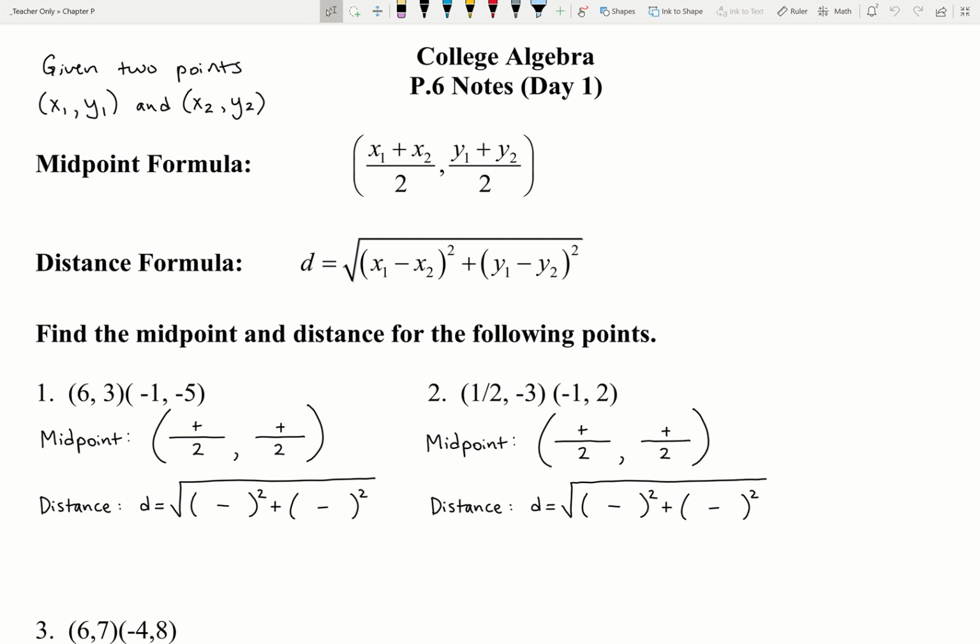where we are plotting points and doing specific calculations on points, like calculating the point in between 2 points, the midpoint, and also calculating how far apart they are. So that's the distance formula. Let's get into that.